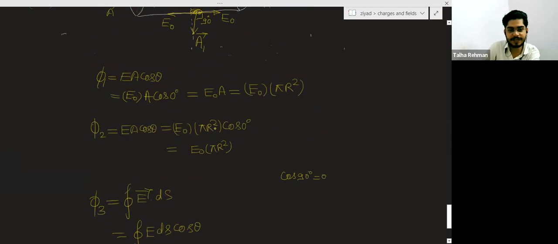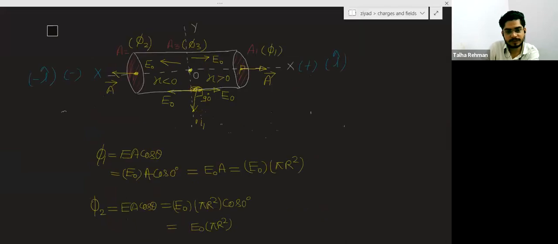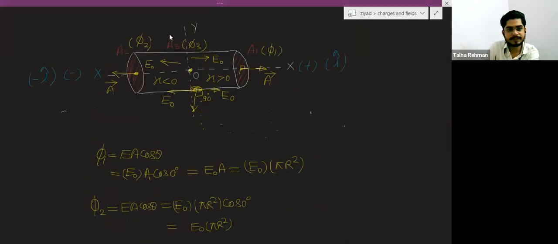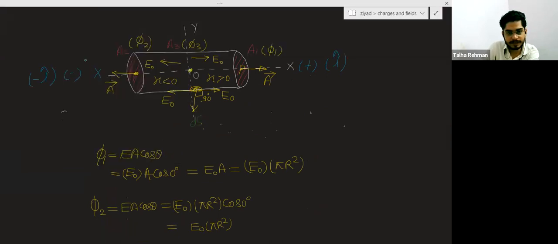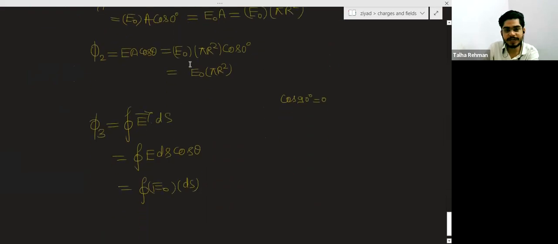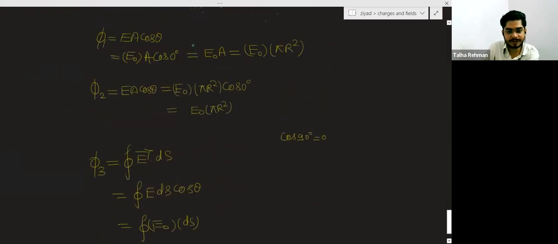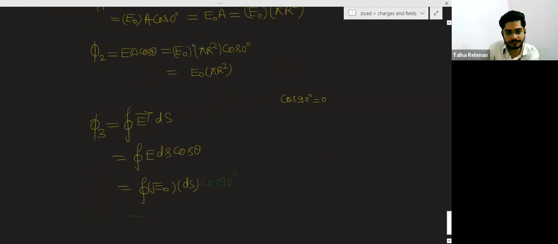This is not A1. This is a smaller area, which you will take as ds. This area is ds, the area on the curved surface of the cylinder. And what is the angle between E naught and ds? It is 90 degrees, so you will write cos 90, and cos 90 is 0. So the whole thing will become 0, so this phi 3 is equal to 0.